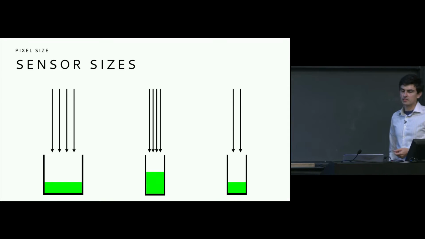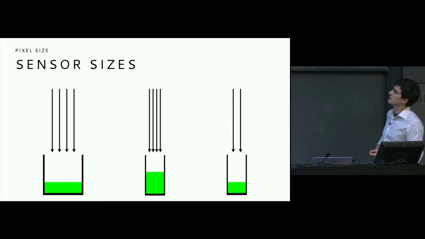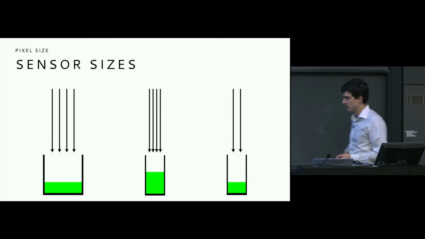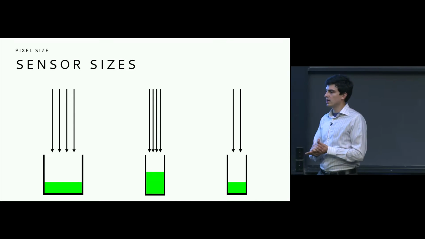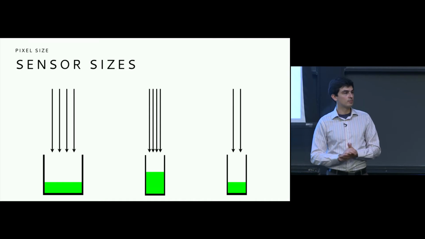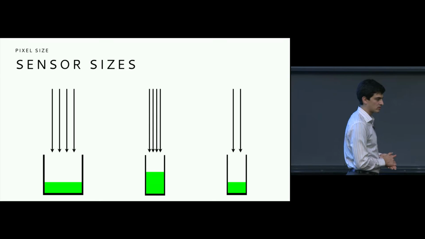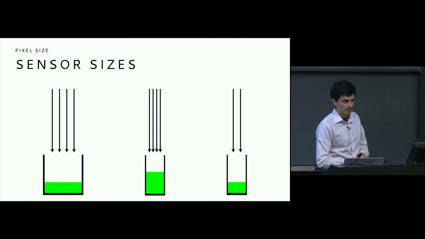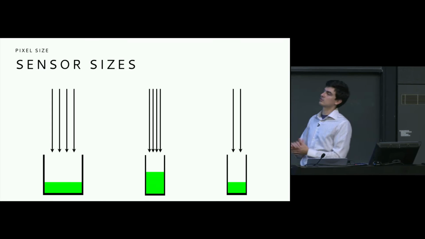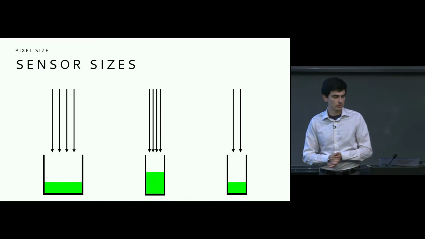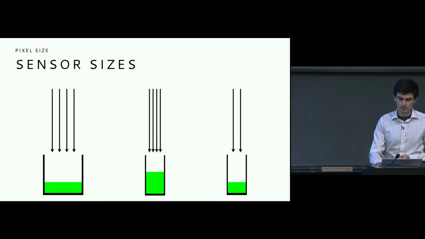Then a couple of other things. We talked about sensor size, or really how pixel size can dictate to a large degree how our dynamic range might be impacted. Larger pixels might be able to capture more photons, and as a result we would have a higher dynamic range.